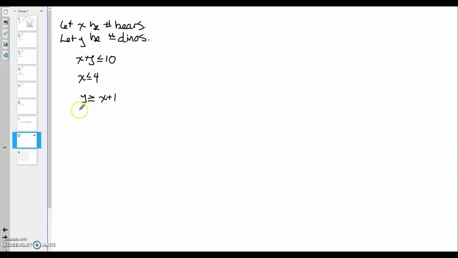Plus, we always need to take into account the fact that our x and y axis, in this case again, we can't have negative numbers of animals. So as a result, we also have to say that x has to be greater than or equal to 0, and y is also greater than or equal to 0. So we've got a full set of 5 constraints that we need to take into account. Let's go ahead now and look at graphing those.